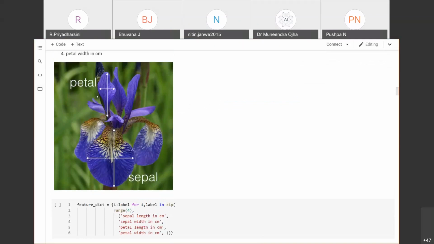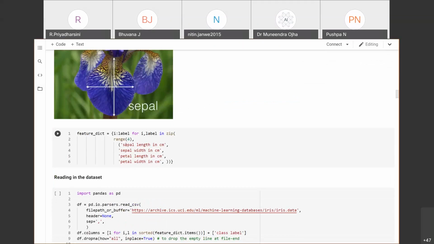This example shows what is petal. So this is the petal and this is the sepal. So the length and width of these three classes. So we have created a feature dictionary in which we have the label, sepal length in centimeter, sepal width in centimeter, and this is all.